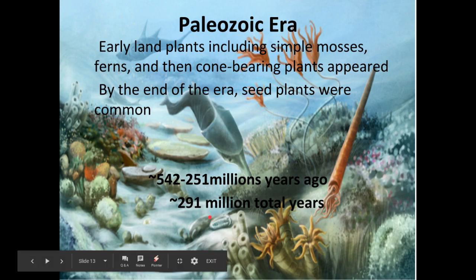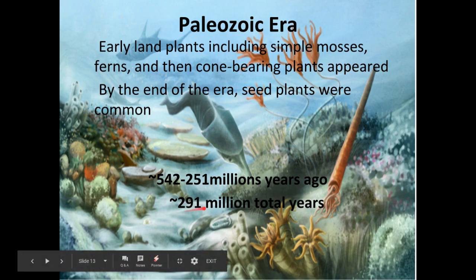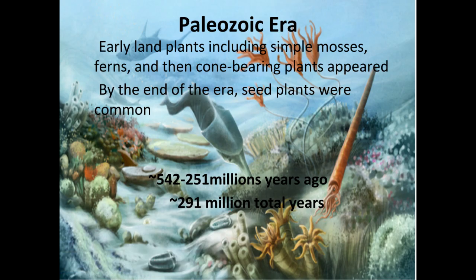And what's amazing about the Paleozoic Era is it began about 542 million years ago. And remember, the Earth's about 4.6 billion years old. It lasted till about 251 million years ago. So the Paleozoic Era was almost 300 million years long. These organisms were well adapted to Earth at that time, and thrived for nearly 300 million years.